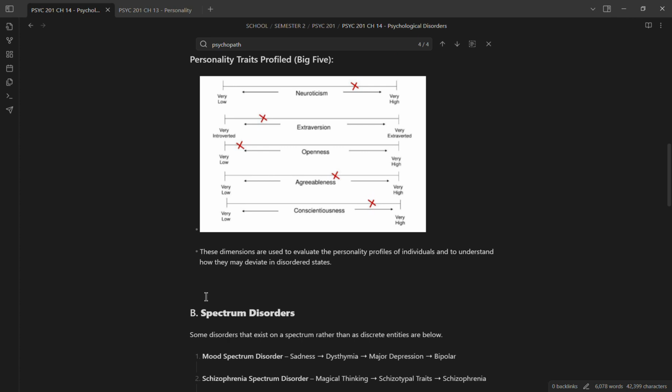All right, we can look at the Big Five traits on a continuum, and we can assemble a personality profile of an individual, right? Are they very high in agreeableness? Are they very low? Are they very high in openness? Are they not? And we can assemble this personality profile along these continuums to understand how they might deviate in different disordered states, right? Say you're very low in conscientiousness, so this is going to happen. You're very high in openness, so this is how you're going to react to a different disordered state.